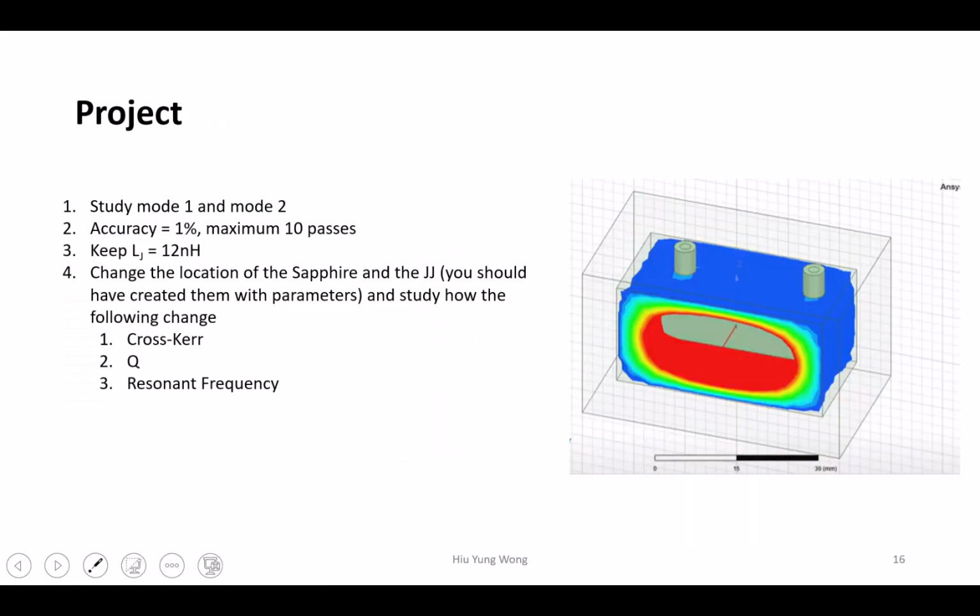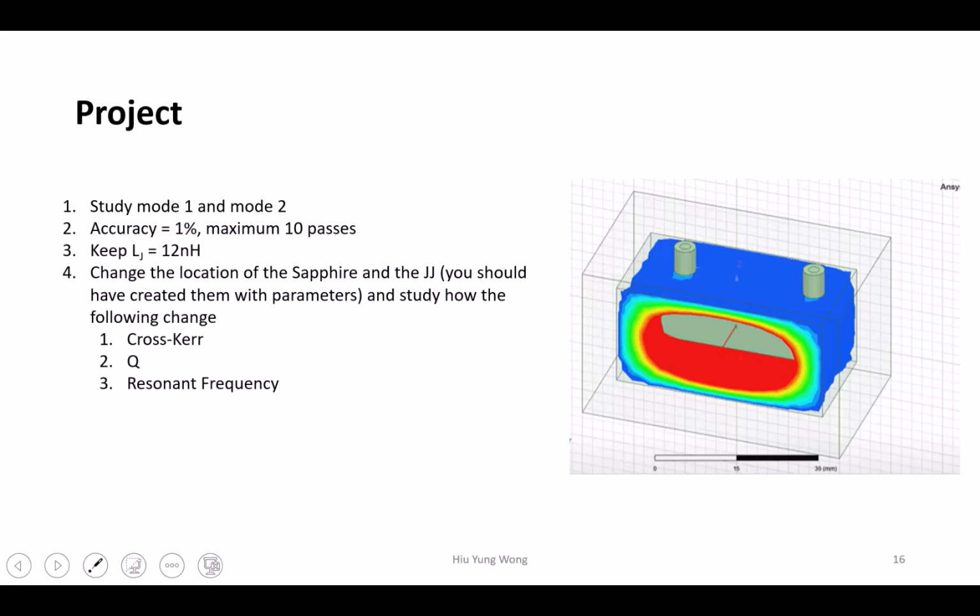Okay, so in this project, what I want you to do is very simple. Because this is a new class, I did not plan it well, and you only have 2 weeks. I just want you to learn as much as you can. You only study the mode 1 and mode 2, and make the accuracy to 1%. You don't need to go too low.